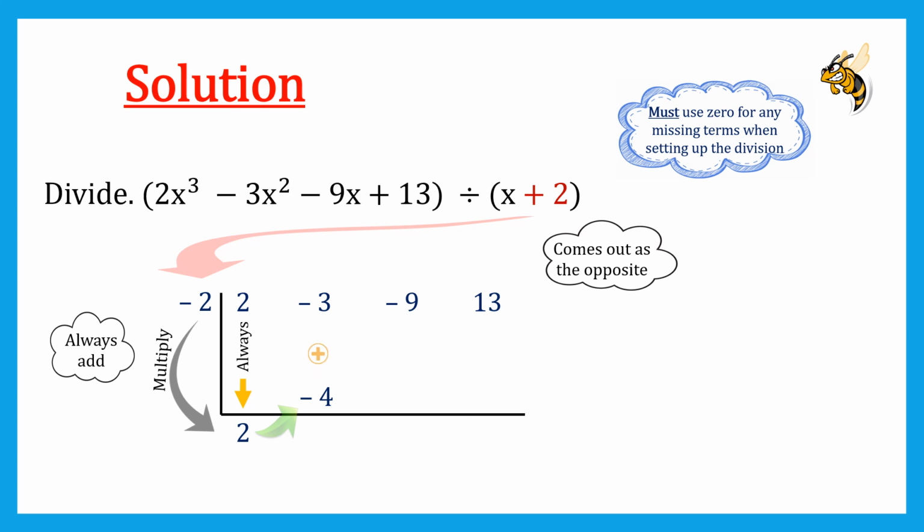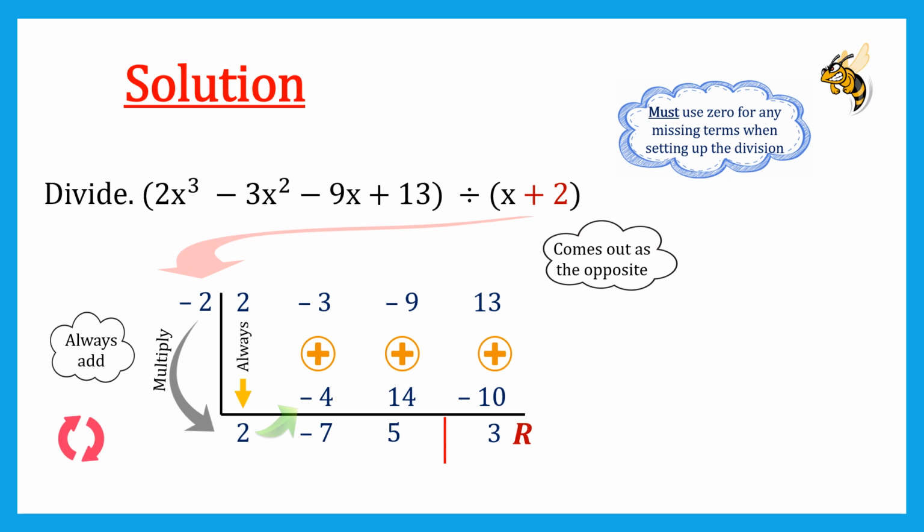We're always going to be adding. So negative 3 plus negative 4 is negative 7, which goes to the bottom. Then we need to repeat the process. So it's going to be negative 2 times negative 7, which is positive 14, and that goes inside. We're always adding. So negative 9 plus 14 gives me positive 5. Then it's going to be negative 2 times 5, which gives me negative 10, which goes inside. And once again, we're always adding. So it's going to be 13 plus negative 10, which gives me positive 3.